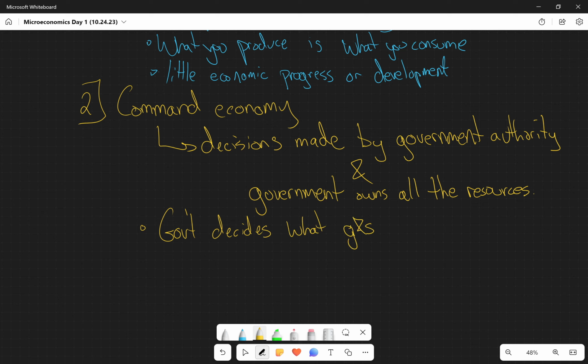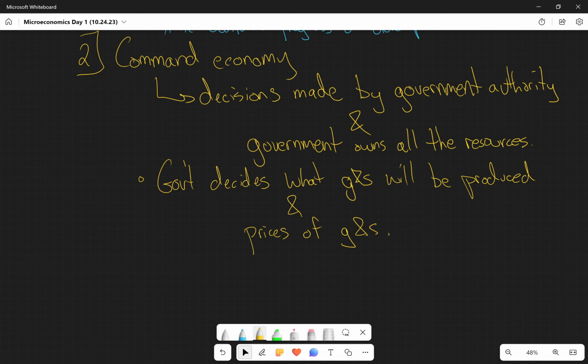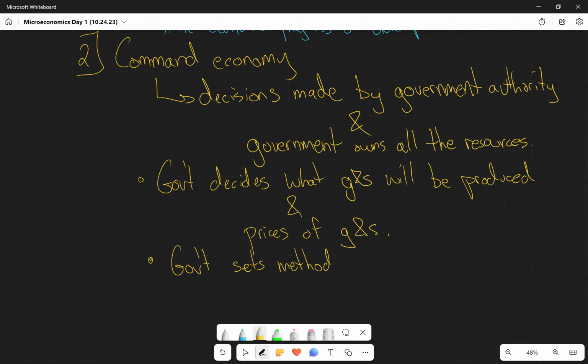G&S, goods and services. What goods and services will be produced and the prices of those goods and services. The government is going to decide what methods of production, how many robots to use, how many people to use, and the wages for those workers.